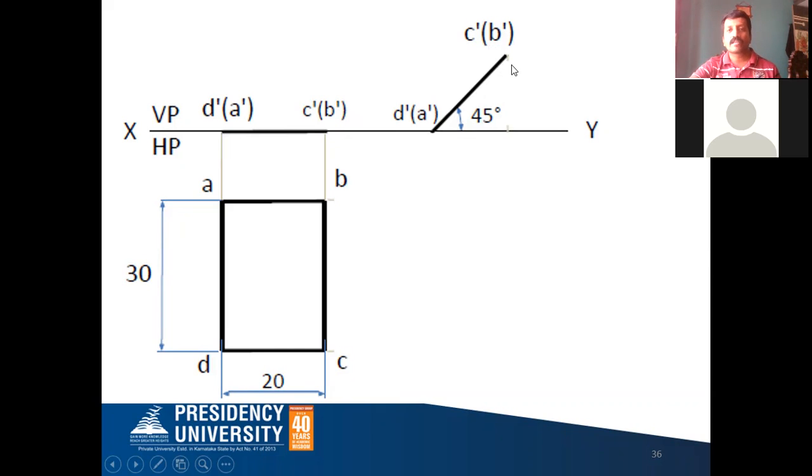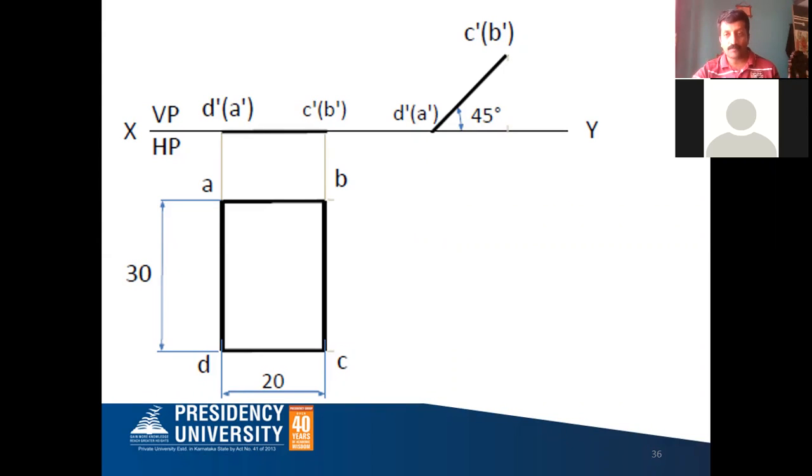Once you cut this 45 degree line, transfer this corresponding point also here and make it thick from here to here. So this completes your front view. So it is tilted in this way. If you tilt it like this, it looks like a line. It looks like a line which is inclined at 45 degree to HP.